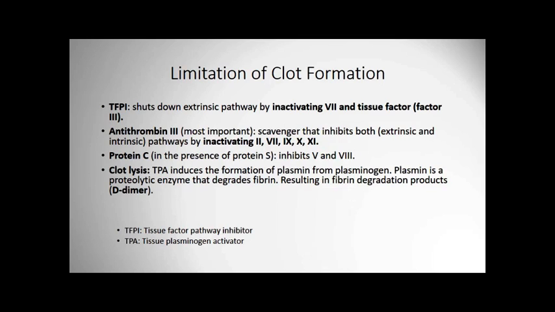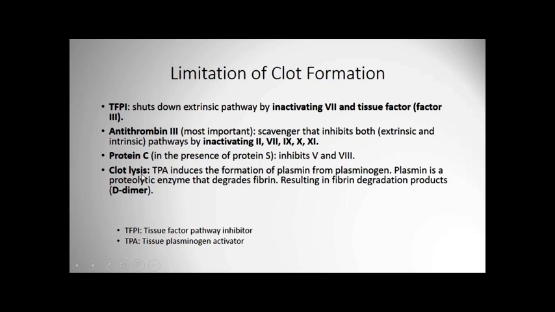Okay, tissue factor pathway inhibitor, as it's represented in the diagram, inhibits the complex between factor 7 and the tissue factor, which is factor 3. Antithrombin 3, which is the most important in this limitation of the clot formation, is considered a scavenger that inhibits both the extrinsic and intrinsic pathways. It inactivates the 2, the 7, the 9, the 10, and the 11. Protein C is a protein that needs the presence of protein S to work, and inhibits factors 5 and 8.